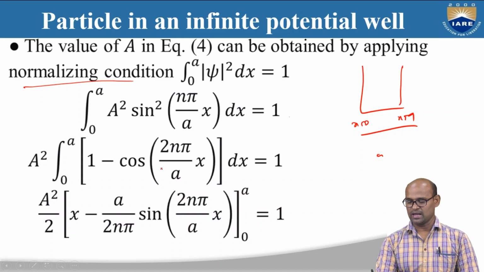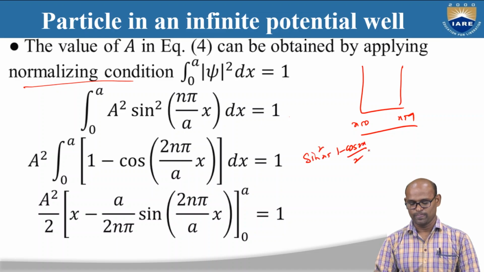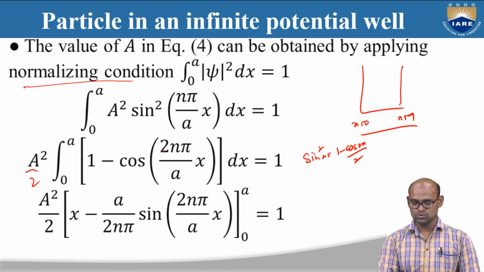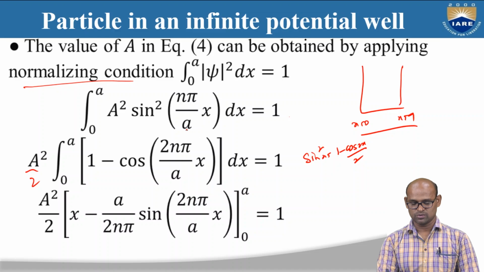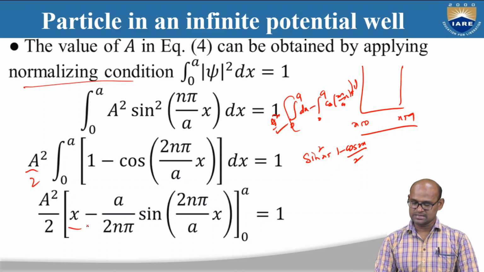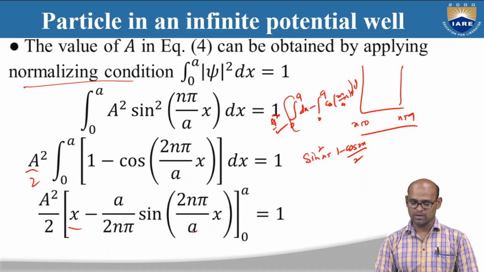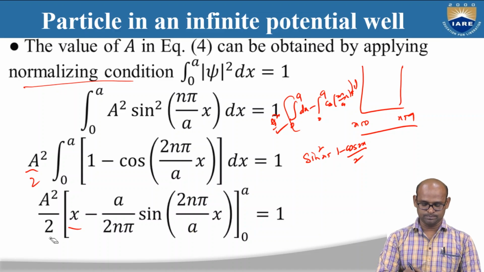So I write sin square x as 1 minus cos 2x by 2. Separating out the integrals, I get the integral from 0 to a of dx minus the integral from 0 to a of cos 2n pi by a into x dx, equal to 1, with A square by 2 outside. The integral of dx is x, and the integral of cos 2n pi by a into x is a by 2n pi into sin 2n pi by a into x, with limits 0 to a.